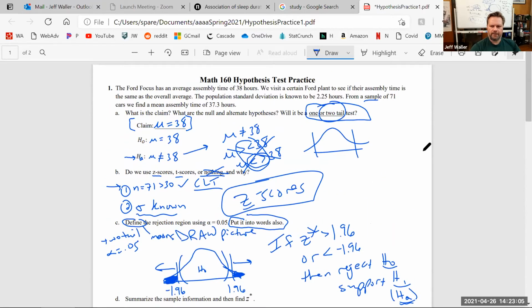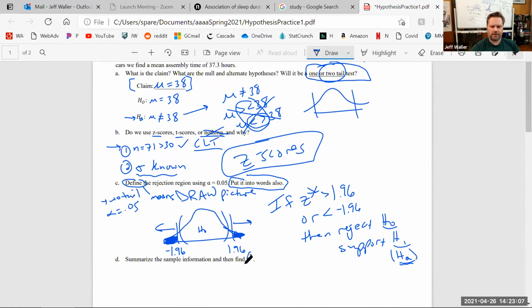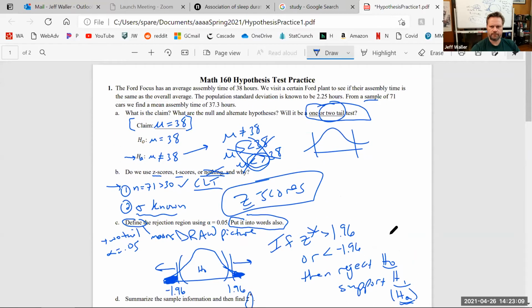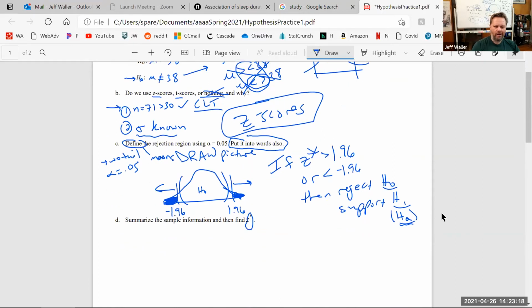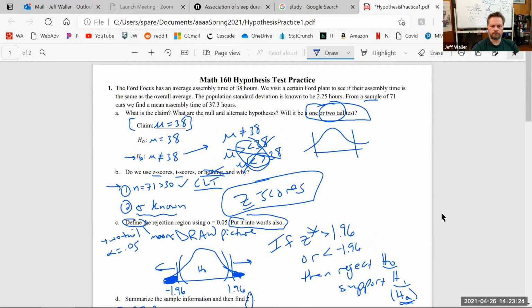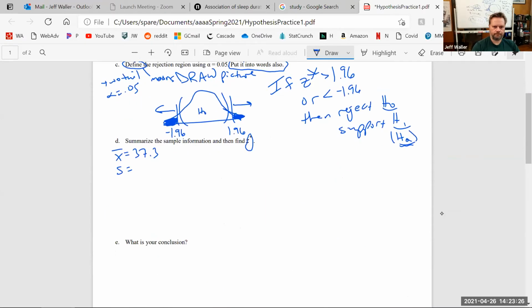All right. Take a minute and see if you can figure out what the Z star is. Let me kind of get everything down here. Let's see. Oops, sigma.